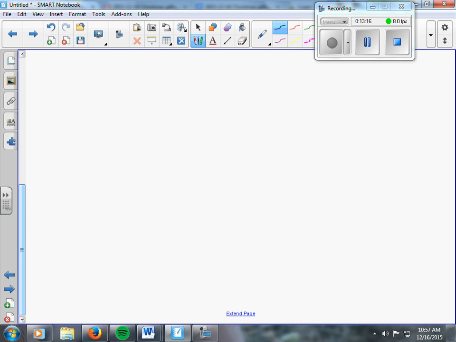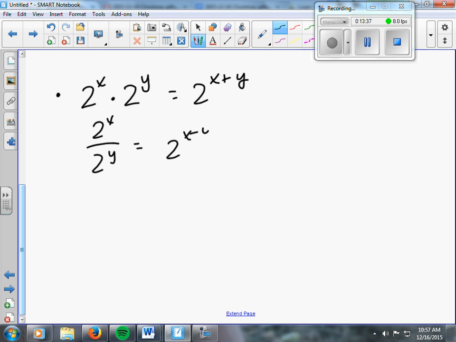Okay, properties of exponents. I'm just going to give you a couple of basic examples. Remember that when you have the same base and they're multiplied, then the exponents will add together. Similarly, when you're dividing, the exponents will subtract. Any non-zero number to the 0 power is 1. Let me think about those.